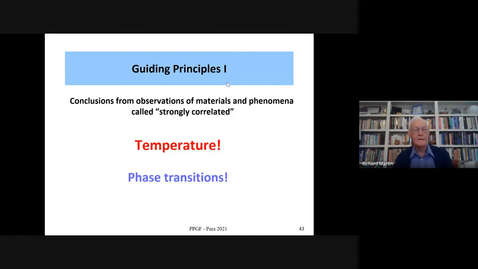Phase transitions. Now, phase transitions are important in more than one sense, and that provides a particular twist on the idea of temperature and interactions between electrons, which I want to come back to in a moment.